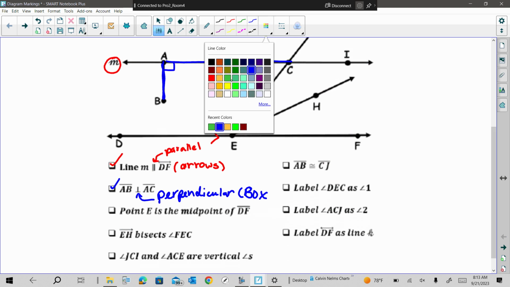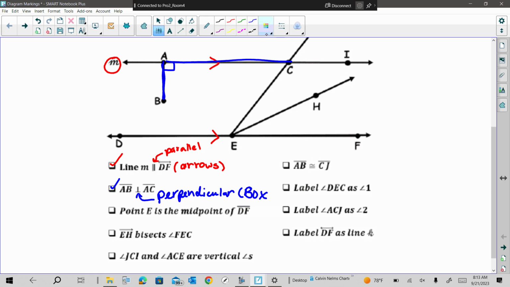Now I'm going to go green for this next one. Here it says point E is the midpoint of DF. Midpoint is the key word. Okay. To indicate a midpoint, you're going to need to see tick marks. So E, I'm just going to color this point E green. If E is the midpoint of the whole bottom line here, or segment DF, then the tick mark has to be between D and E and E and F. So we add the tick marks. So we can check that one off.